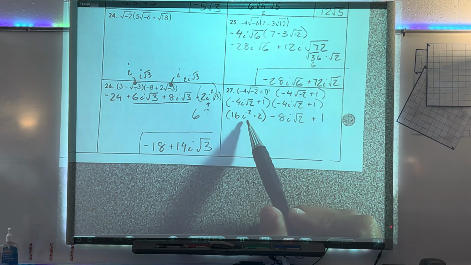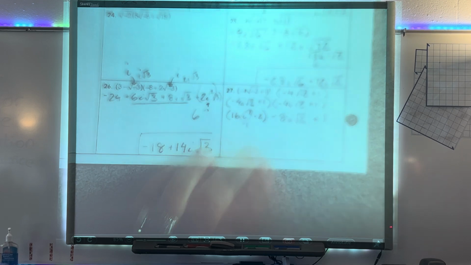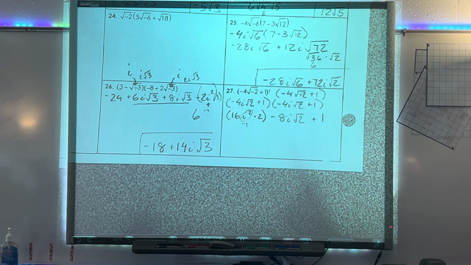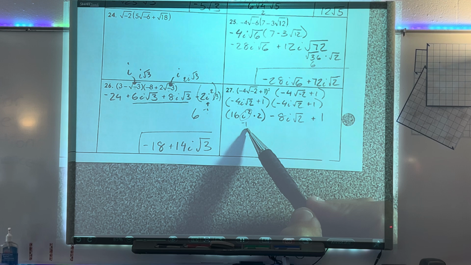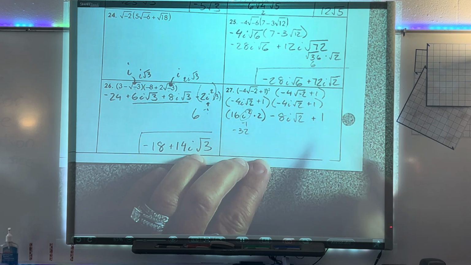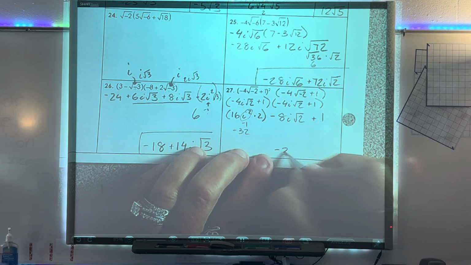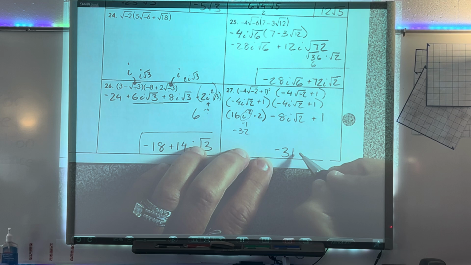Alright, so this right here, my i squared becomes negative 1, right? So 16 times negative 1 is negative 16, times 2 would be negative 32. And a positive 1 gives me negative 31. And then minus 8i square root of 2.